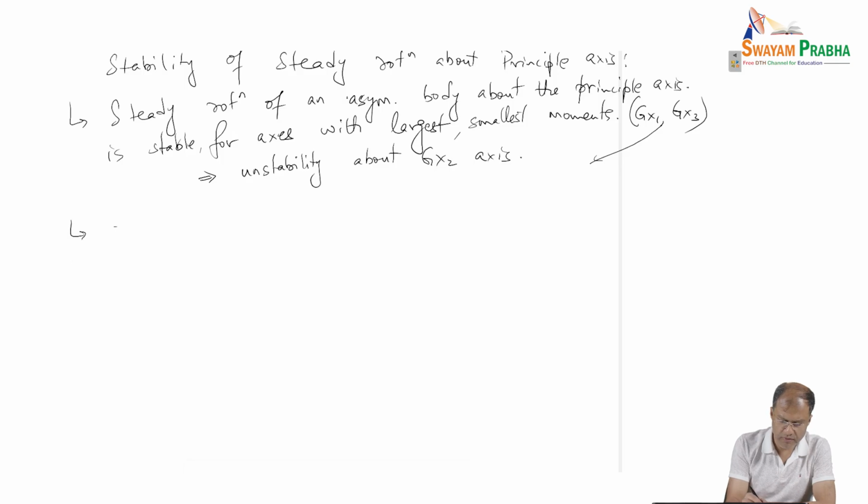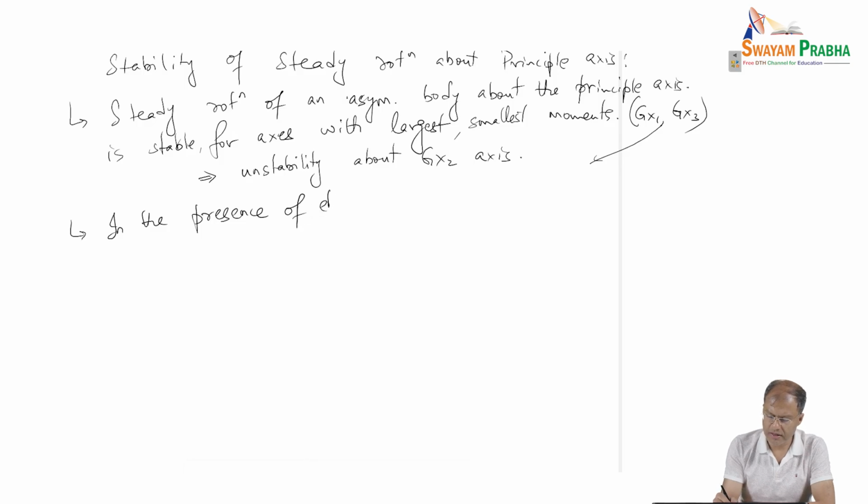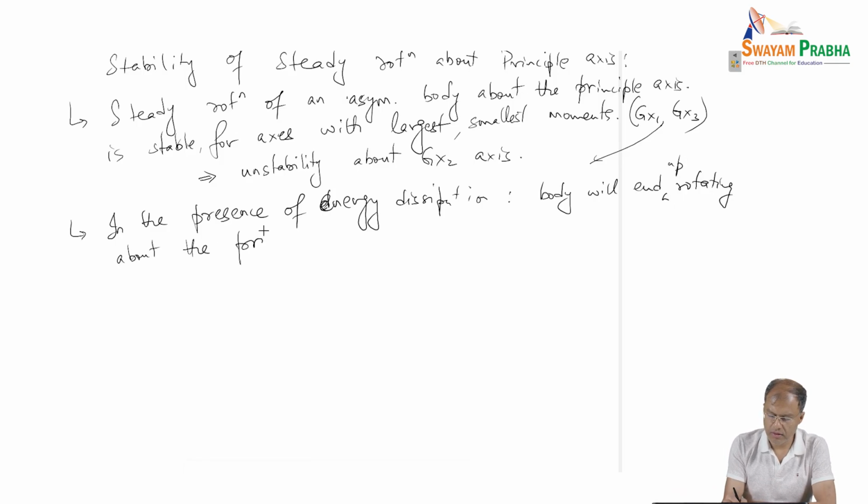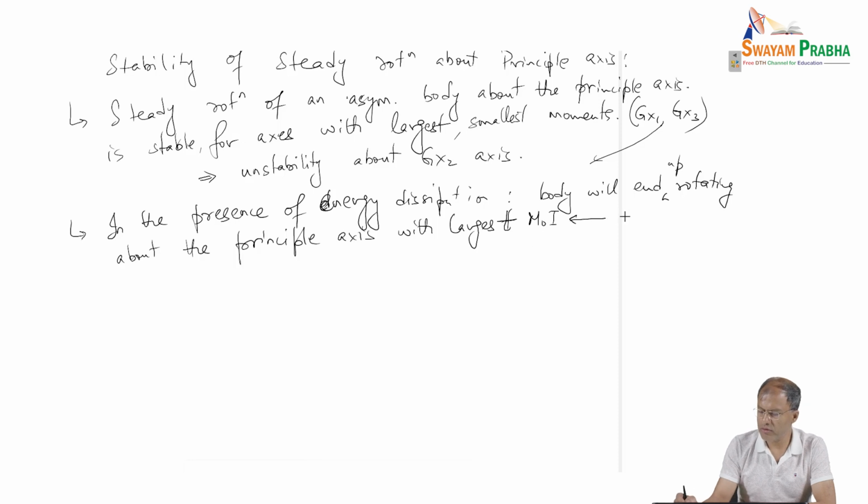So in the presence of damping, or the presence of energy dissipation, we expect that the body will end up rotating about the principal axis with the largest moment of inertia, and this corresponds to the smallest kinetic energy.